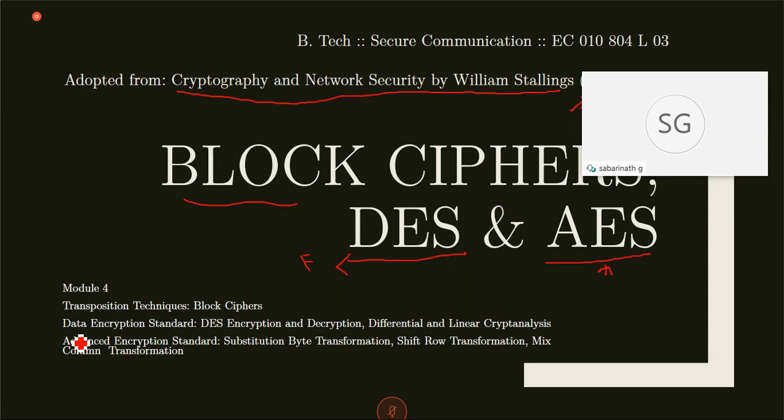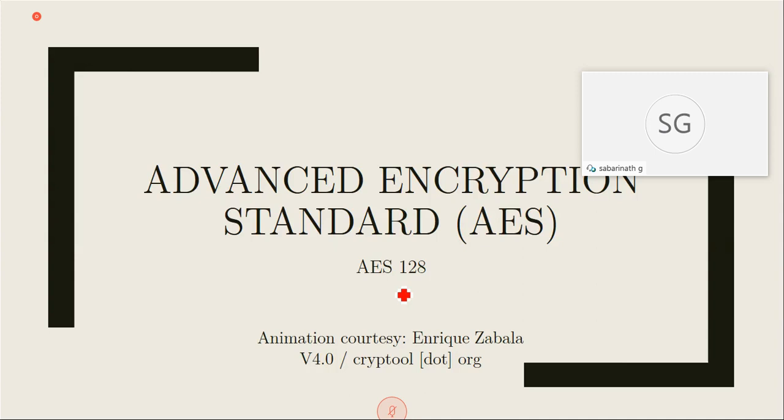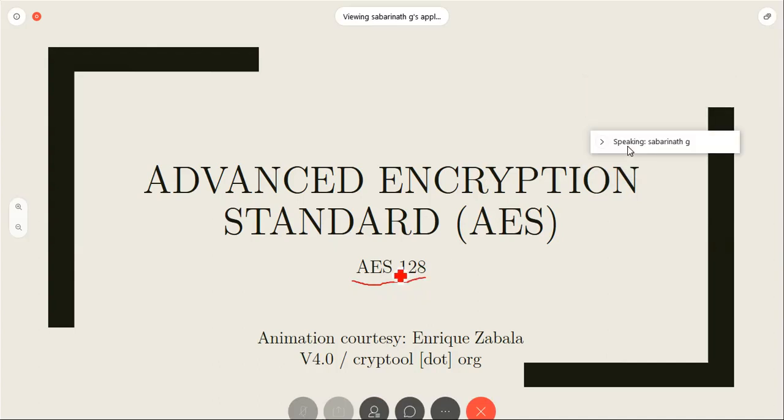So over to today's topic, we'll be discussing the Advanced Encryption Standard, or what we call AES. And while speaking about AES, we will focus our attention on the standard called AES 128, which happens to be the 128-bit encryption algorithm that works on the AES standard.